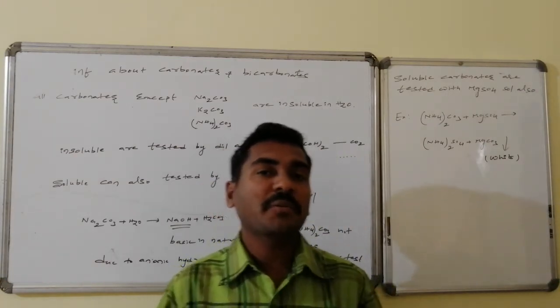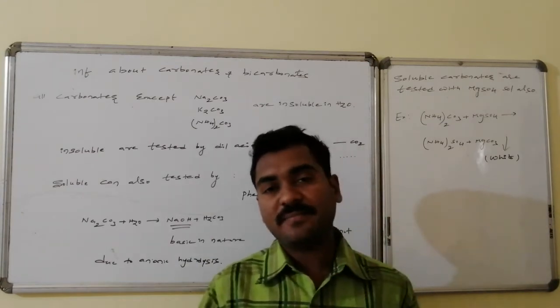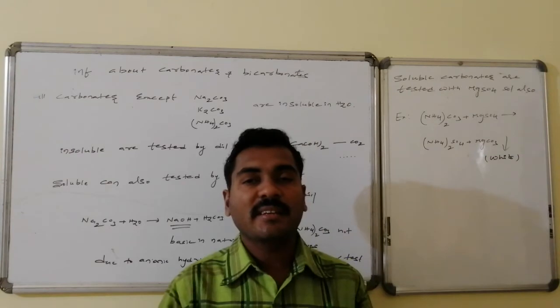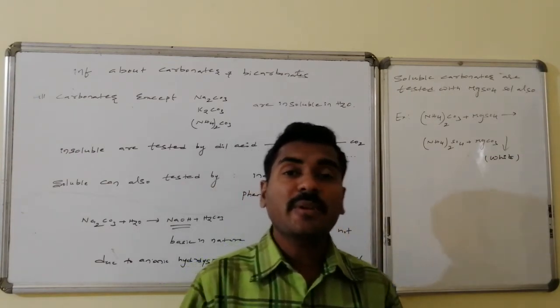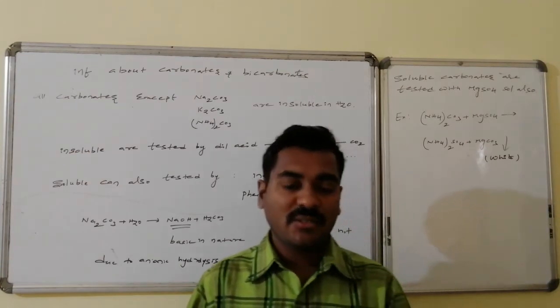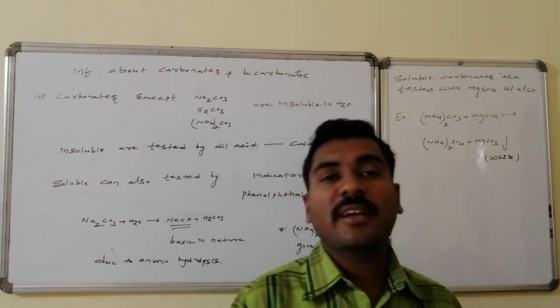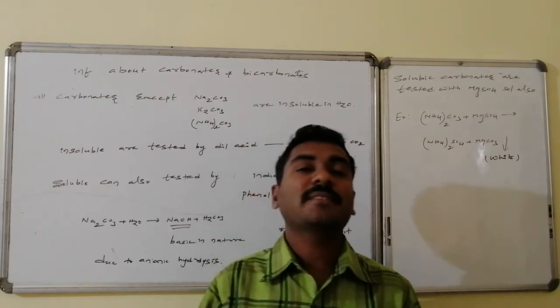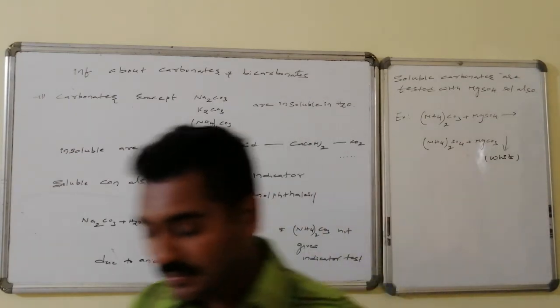Whereas these soluble carbonates can also be tested in another way. Suppose you make them react with magnesium sulfate, as a result a double displacement reaction takes place and that leads to the formation of magnesium carbonate. But magnesium carbonate is insoluble. It shows a white color precipitate, thus we can identify that the corresponding soluble compound is a carbonate compound.